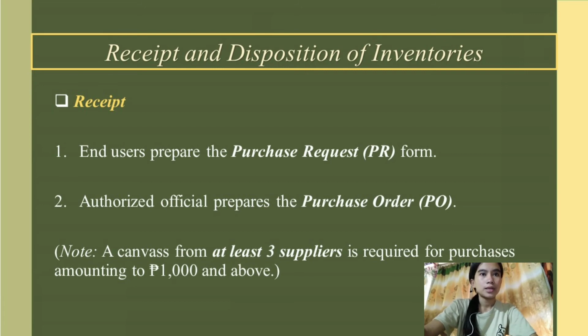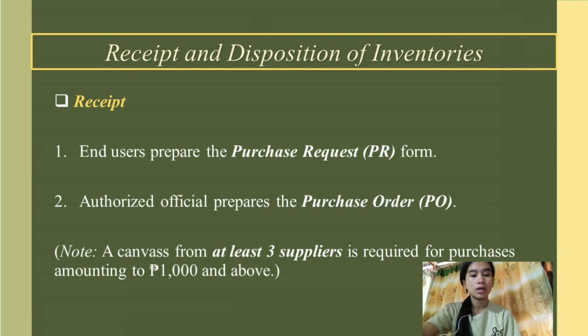So next step is the authorized official prepares the purchase order or the PO. So, a PO serves as a contract between the entity and the supplier. So, it is issued to the supplier when making a purchase. Ito nag-indicate siya ng specifications, yung quantity, at yung agreed prices of the items being purchased. So, it is important to note that in this process, a canvass from at least 3 suppliers is required for purchases amounting to 1,000 and above.